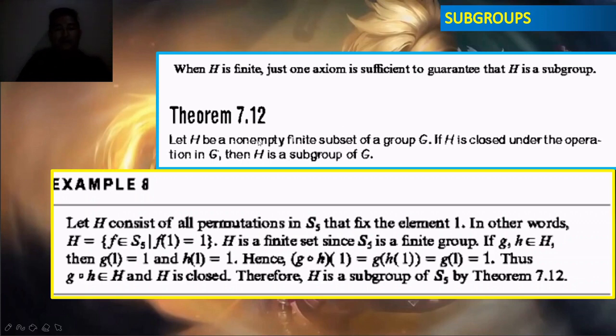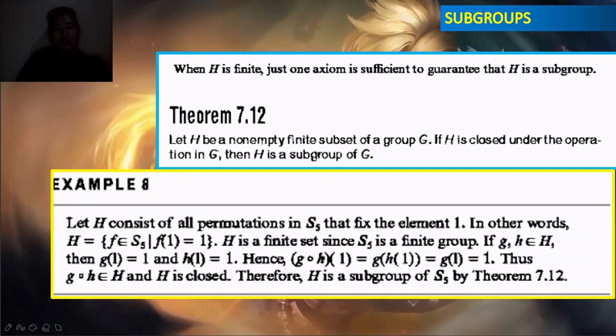So, gamiton nato ang Theorem 7.12. Kung close siya under the operation, subgroup siya sa S5. Okay, now, kung naa tay duha ka elements sa H, class, si G ug si H, then G of 1 is equal to 1 and H of 1 is equal to 1. Kaya nga, F of 1 is equal to 1, so ang F element sa H. Element pod sa S5. So, kung naa kay element sa H, naa ka sa S5, pero fix imong 1. So, G of 1 is 1 and H of 1 is 1.